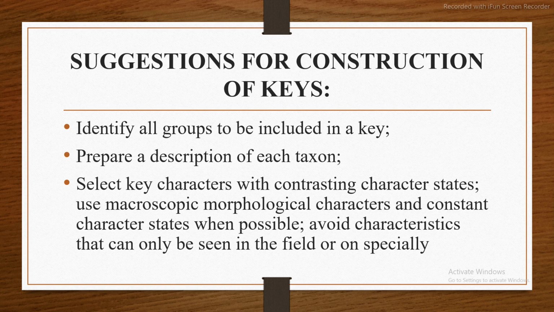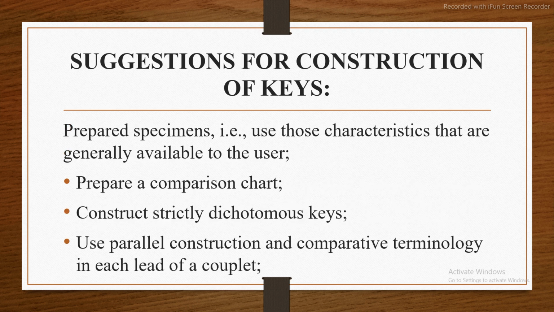Next topic is suggestions for construction of keys. First is identify all the groups to be included in a key. Prepare a description for each taxon. Select key characters with contrasting character states. Use macroscopic morphological characters and constant character states when possible. Avoid characteristics that can only be seen in the field or on specially prepared specimens. For example, use those characteristics that are generally available to the user.